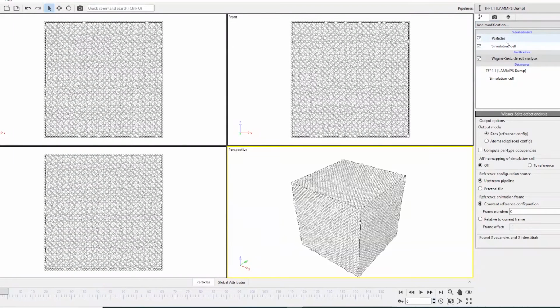Now I'll not select all the atoms. I will select those atoms which have been removed from or displaced from their original position. These are the original positions of the atoms. If I take all the atoms, we will not be able to see the defects. So I'll hide these atoms and select only the atoms which are removed from their original position.